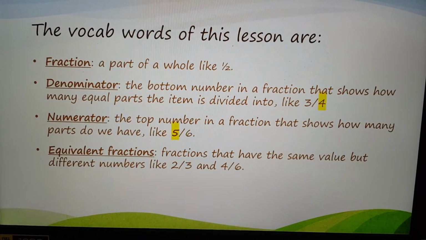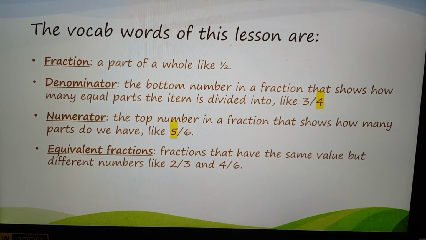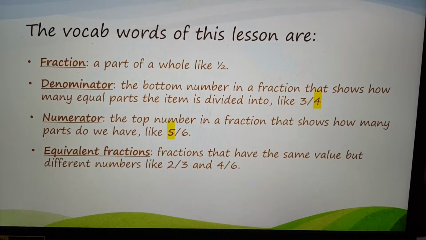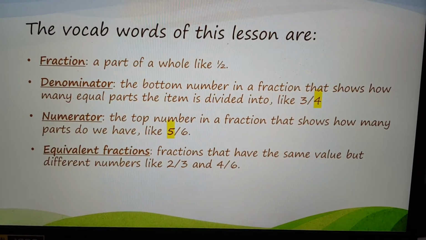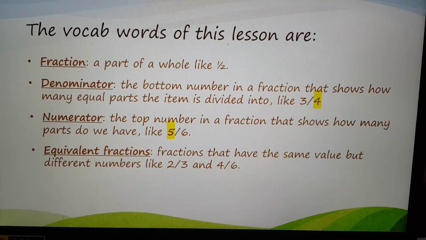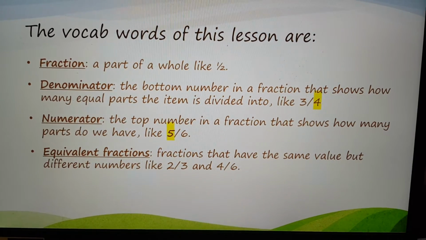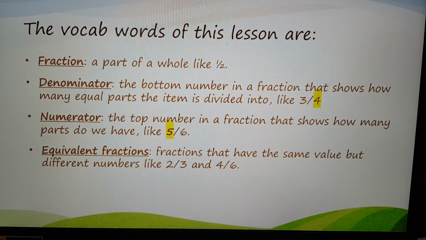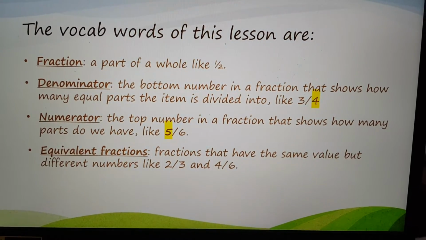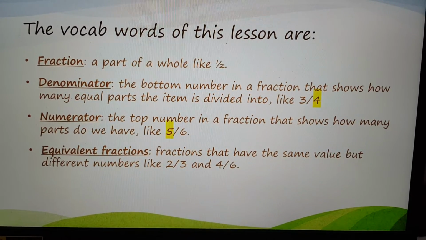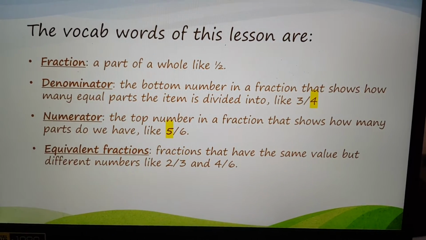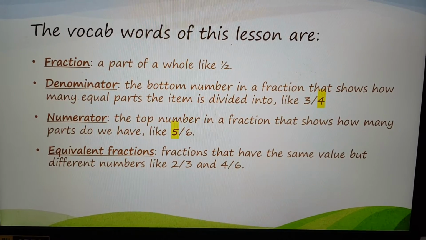The denominator is the bottom number in a fraction that shows how many equal parts the item is divided into, like 3/4. So here, the item is divided into 4 parts. This is why we said it's 3/4. So the denominator again is the bottom number and it indicates how many parts the item is divided into. The numerator is the top part in a fraction that shows how many parts we have, like 5/6.